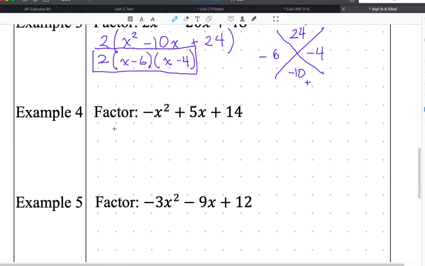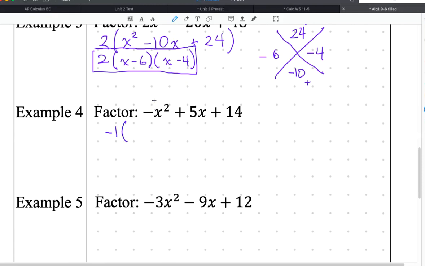All right, for example number 4, it looks like I'm ready to go. Look, there's no number in front of the x squared, so I should just be able to use Ninja Star. No, it doesn't work. In fact, if you try to use Ninja Star and then multiply your answer and check your work, you won't get it right. You can't do it. I need to get rid of the -1, so I am going to factor out a -1.